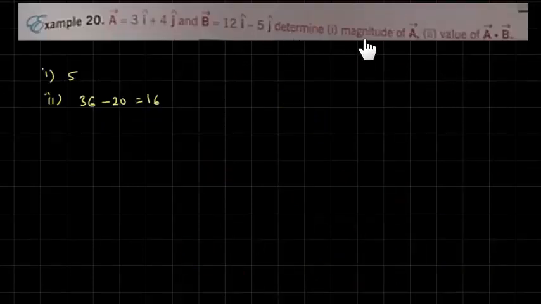A is this and B is this. Determine the magnitude of A and the value of A dot B. Magnitude of A is simple, just under root of 3 square plus 4 square, and for the value of A dot B, multiply this into this: 12 into 3, 36, plus 4 into minus 5, so it is minus 20. So A dot B is 16, magnitude of A is 5.